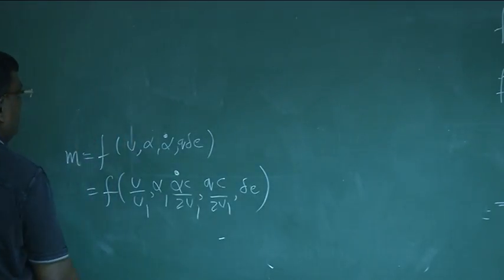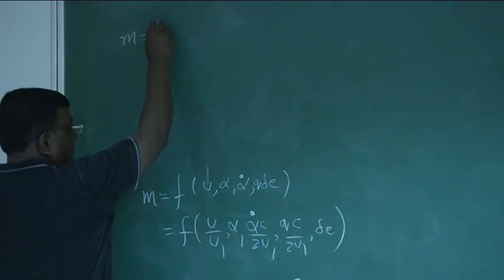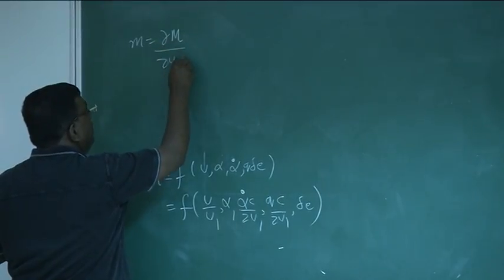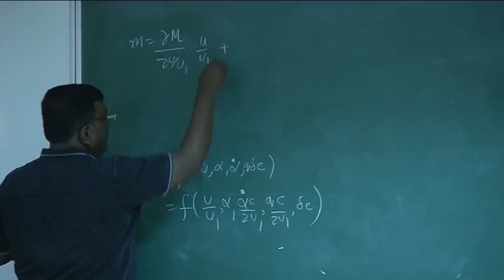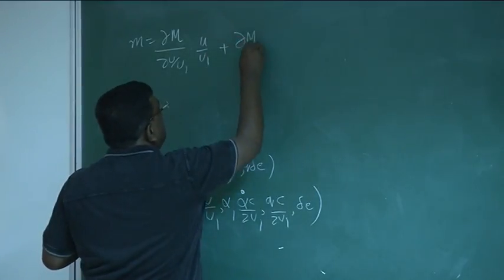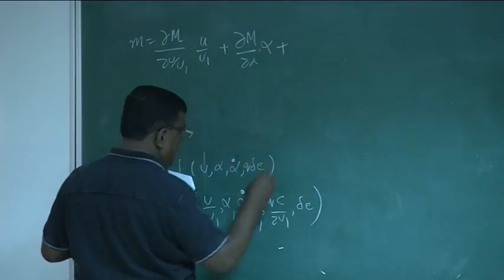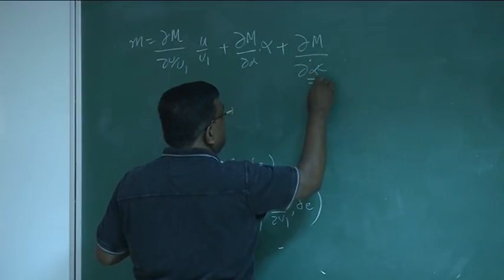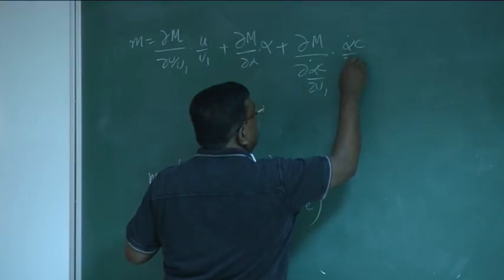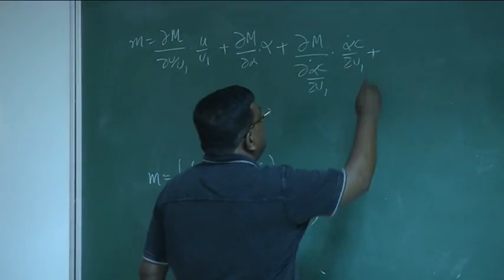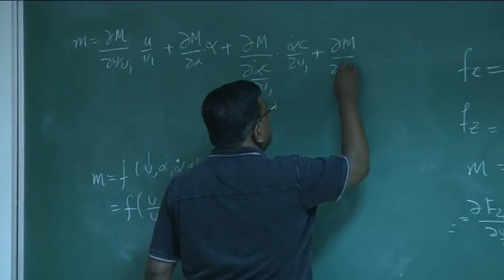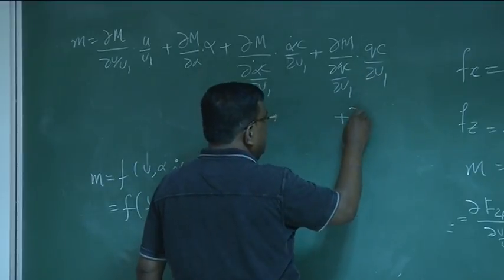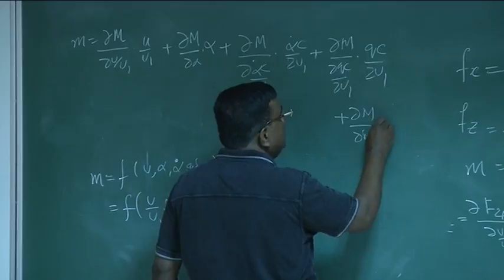Then I get m equal to dm by du by u1 into u by u1 plus dm by d alpha into alpha plus dm by d alpha dot c by 2 u1 into alpha dot c by 2 u1 plus dm by dq c by 2 u1 into q c by 2 u1 plus dm by d delta E into delta E.